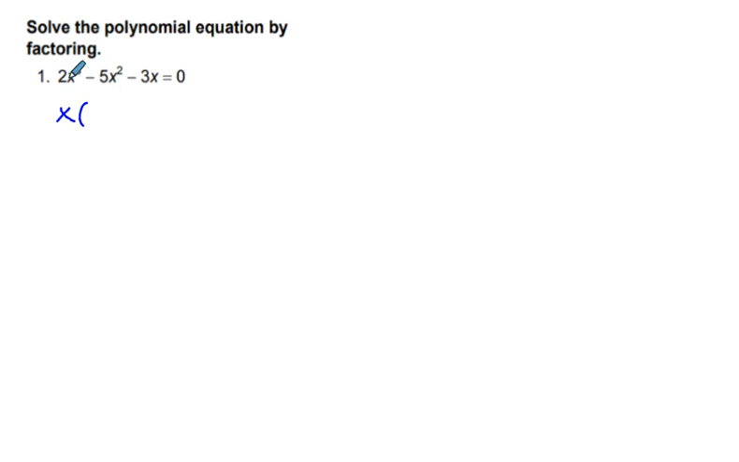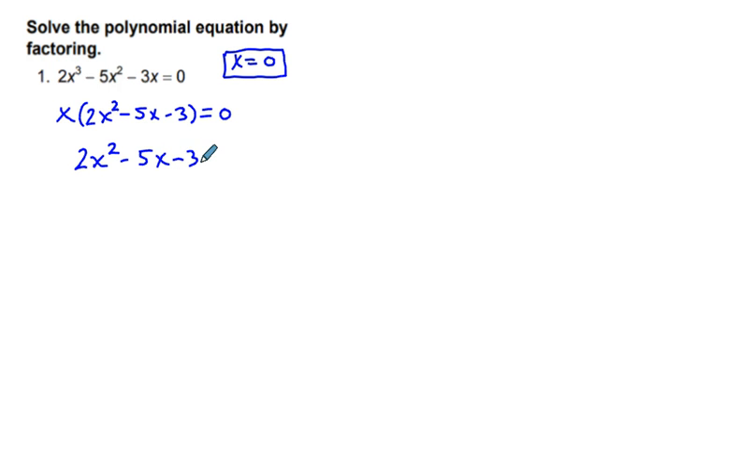So x times what is 2x cubed, which would be 2x squared, and we have minus 5x minus 3 is equal to 0. So already we know that x is equal to 0. That's one of our answers. And so now we just have remaining 2x squared minus 5x minus 3 equals 0 to account for.